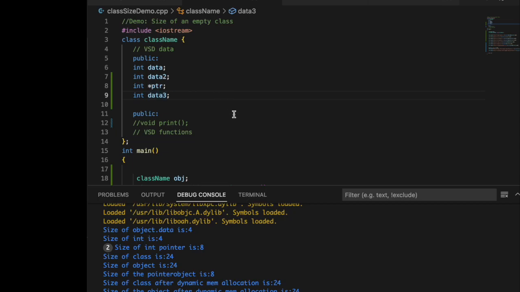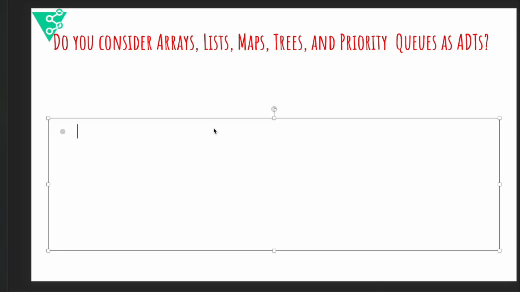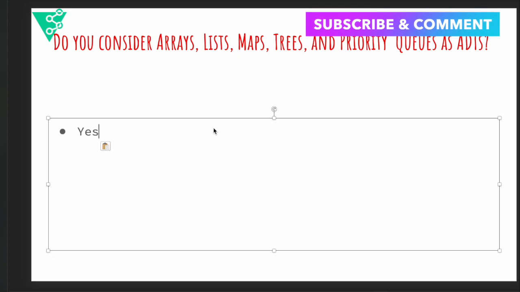So hope this gave you clarity on the sizes of data types, the basic data types, derived data types, and pointer data types as well. Consider arrays, lists, maps, trees, and priority queues as abstract data types? Yes, the answer is pretty straightforward.